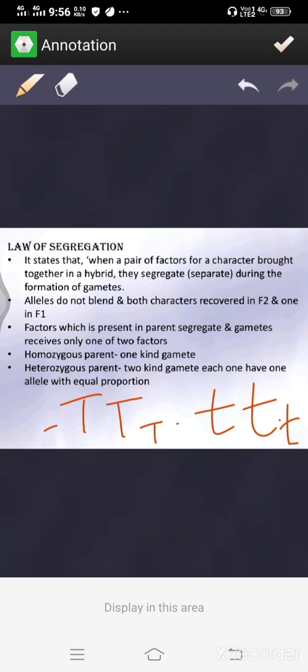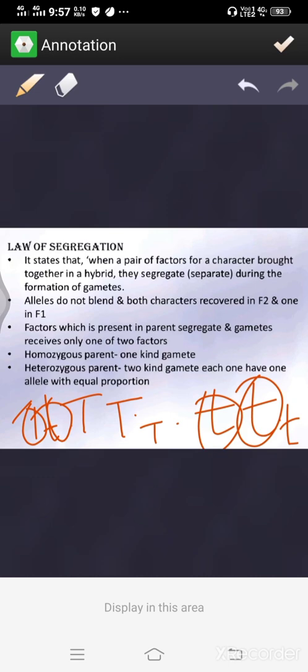This I will show you again with the monohybrid cross example. The alleles do not blend, and both characters are recovered in F2 and one in F1. The alleles never blend. Whether heterozygous or homozygous, they never blend together. That is, they never combine during expression. They are independent in their expression. Either this expresses or that expresses when there are two. In this case, since these are homozygous, it does not matter; anyone expresses. Factors present in the parent segregate and the gametes receive only one of the two factors.